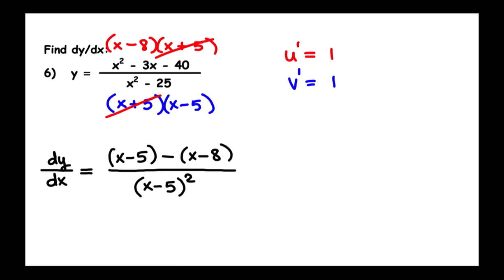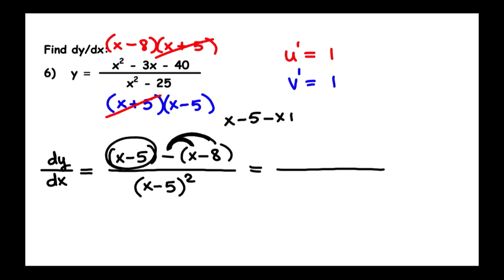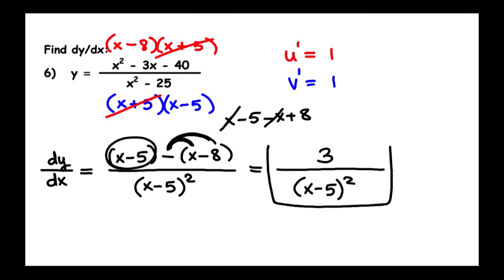Now, that parentheses is necessary because you're going to do the distributive property. So that's going to give you, oh, the x's are going to cancel out. Check it out. You're going to have x minus 5 right here, minus x plus 8. So x minus 5 minus x plus 8. Those are gone. The numerator is just a 3. It's just 3 over x minus 5 quantity squared. Or you could say 3 times x minus 5 to the negative second. That's fine as well. There you go.